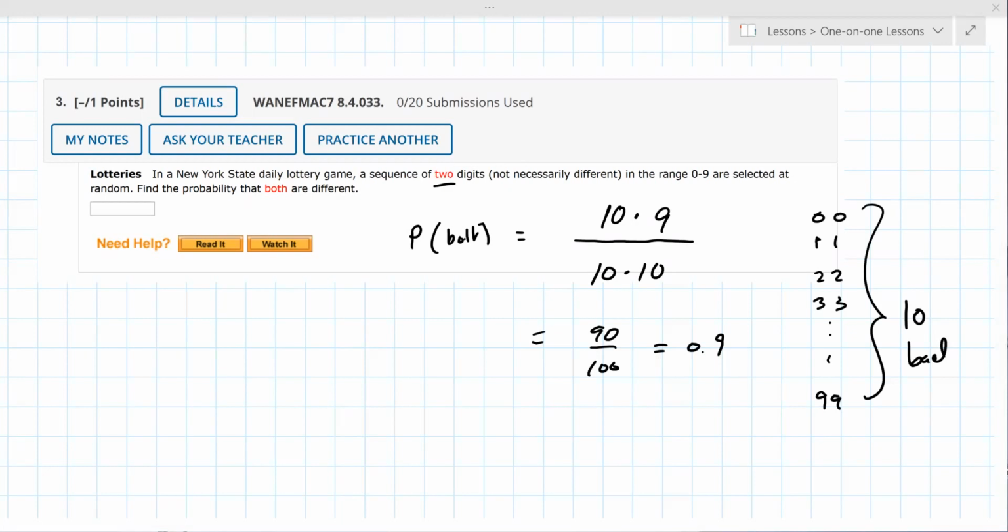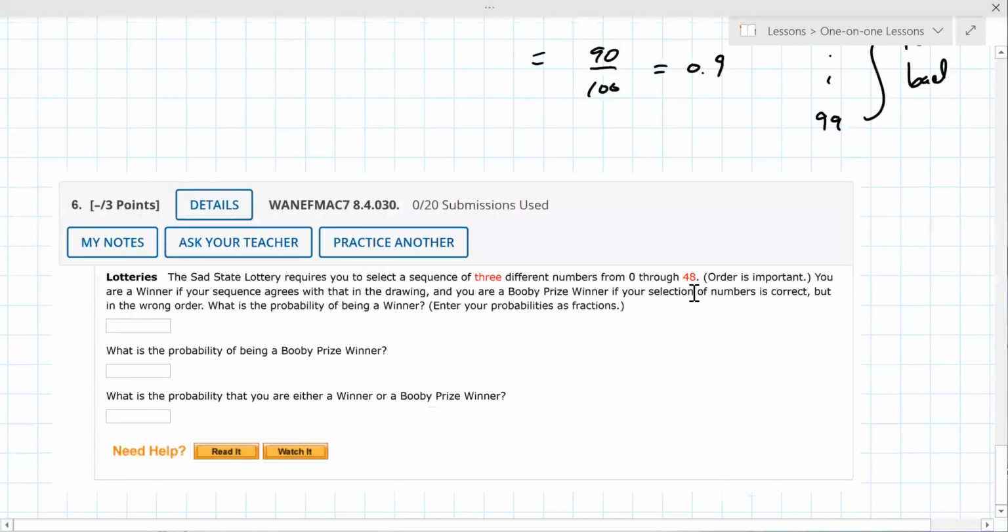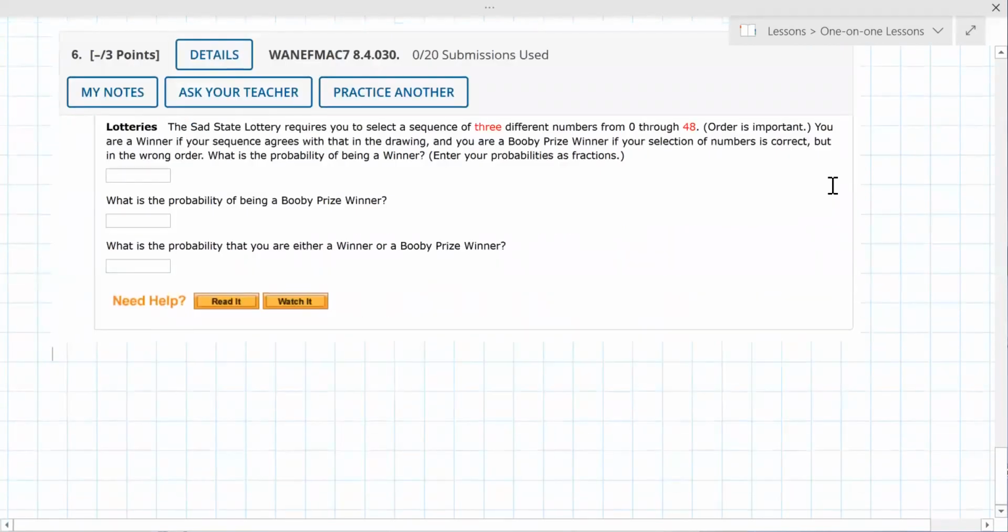Okay, so 6 has 3 parts to it. All right, the state lottery requires you to select a sequence of 3 different numbers, 0 through 48. So order is important here, okay? So 3 different numbers means that there's 3 positions, 1, 2, 3. What's the probability of being a winner, okay? So for example, there's 48 that go in the first position. I'm sorry, 49. 49 because the 0 adds 1 to it.